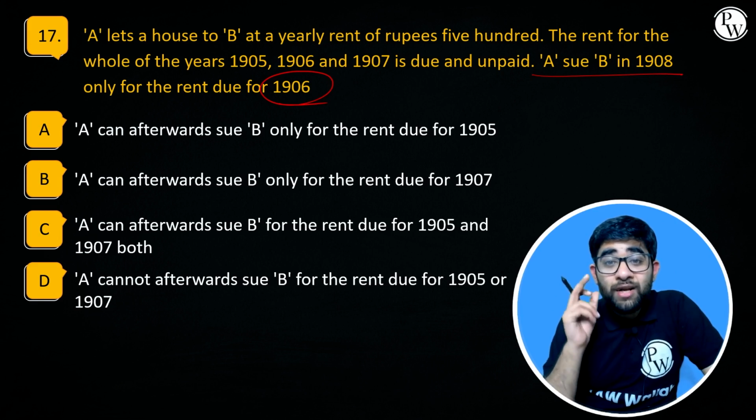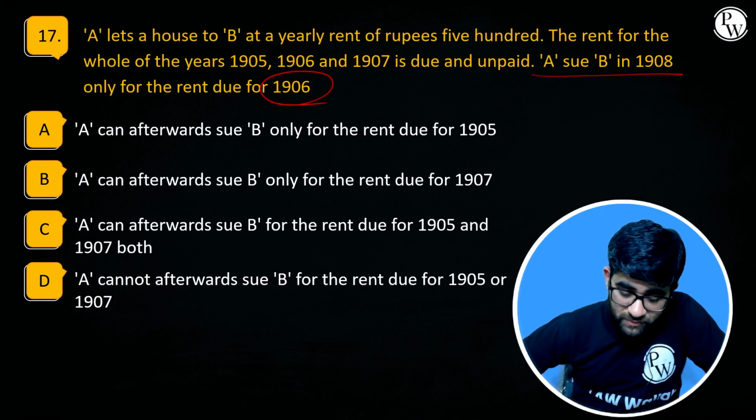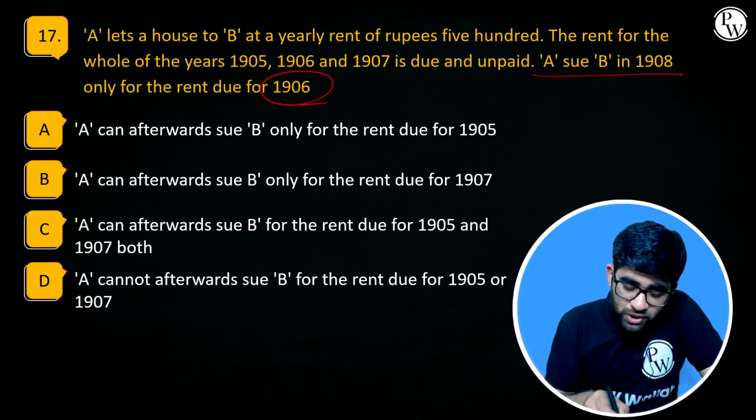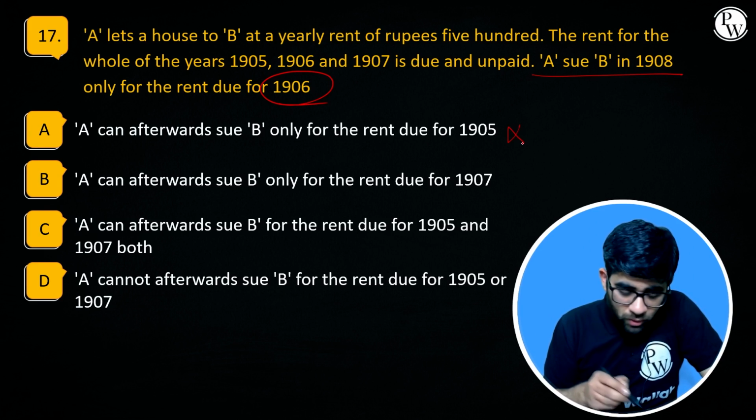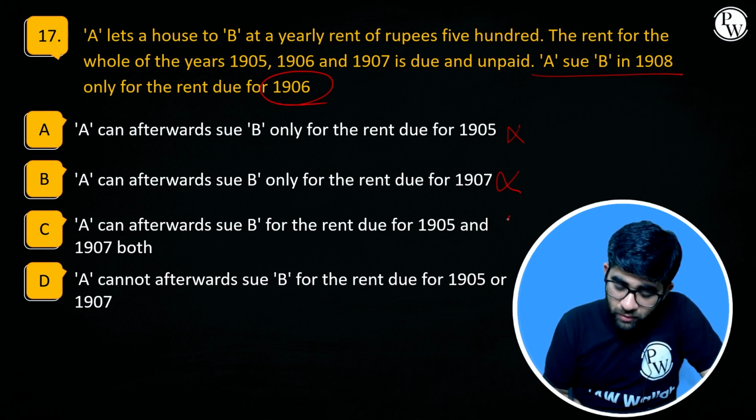1906, 1905 and 1907. A can afterwards sue B only for the rent of, no. A can afterwards sue B only for the rent of, afterward, no. A can afterwards sue B for the rent due for, no. A cannot afterwards sue B for the rent due in, yes. Correct.